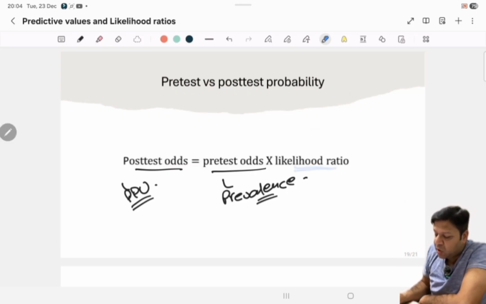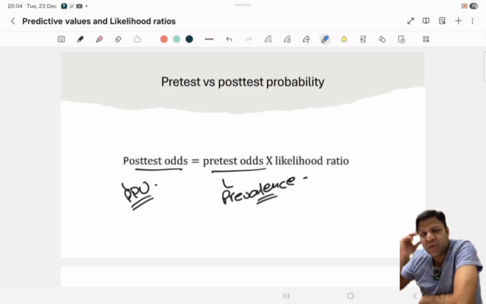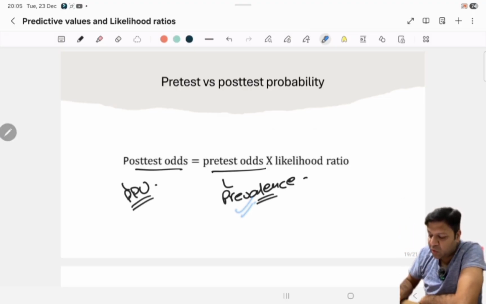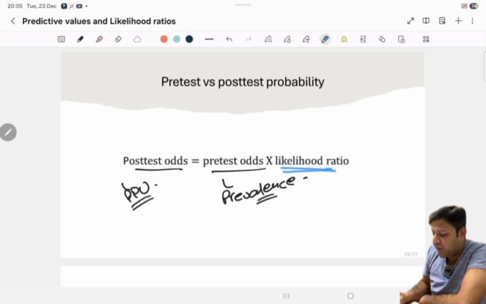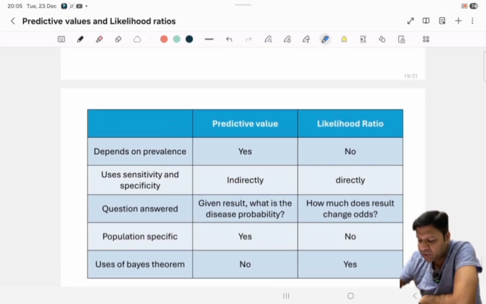So if the positive likelihood ratio is greater, then it will increase the post-test odds more. It will increase the PPV more. What is PPV? The probability that this patient actually has the disease. So are you getting it? If I have a very high likelihood ratio, that means even if the prevalence is low, I have a higher chance that the patient actually has the disease after I conduct the test. So that is why likelihood ratios are more relevant clinically. I hope you understand this.